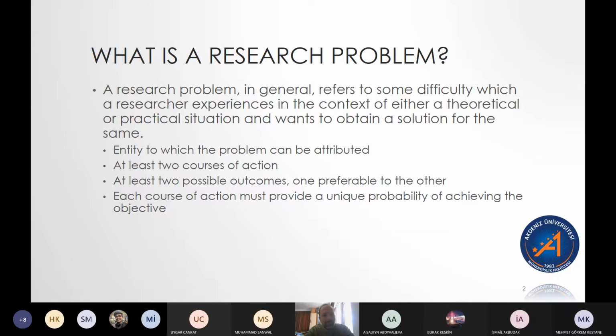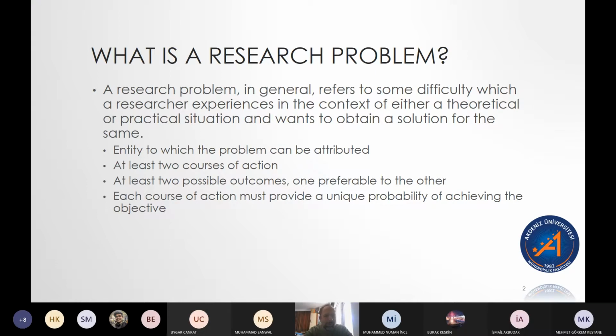Okay, and some points that need to be considered: is there an entity? This could be an organization, a person, a country, all kinds of different possibilities. But can we attribute the problem to someone, or to some group of people? There must be at least 2 courses of action that can be taken, because if there's only one course of action to solve the problem, then we already have the solution. There's no reason to research any alternative solutions, right?